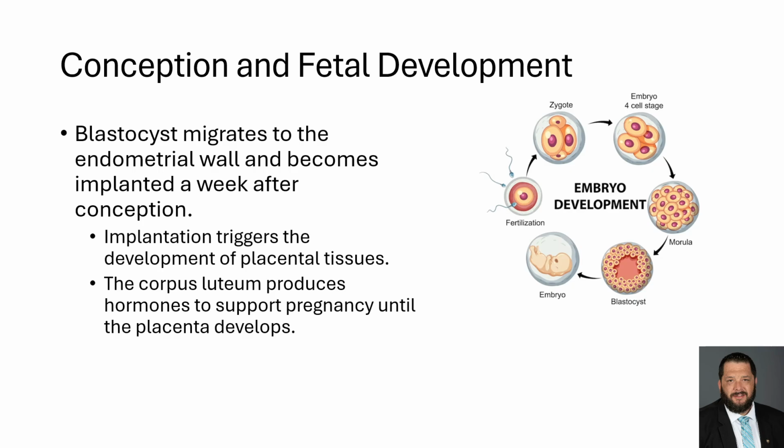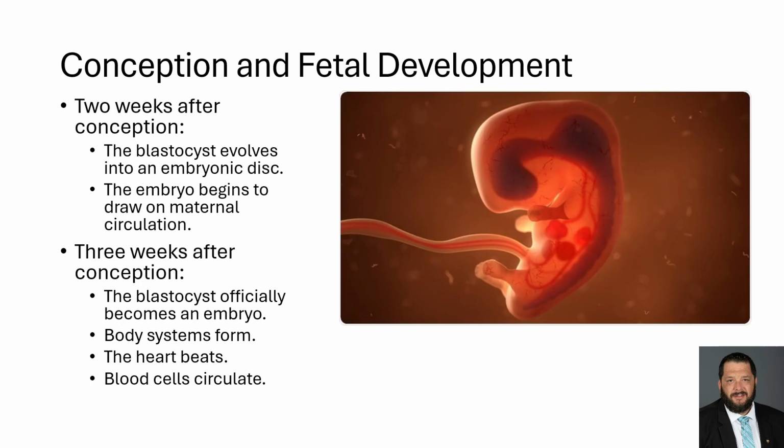So as the blastocyst migrates to the endometrial wall and becomes implanted about a week after conception, that implantation triggers the development of placental tissue, and the corpus luteum produces hormones to support pregnancy until the placenta fully develops. About 2 weeks after conception, the blastocyst evolves into an embryonic disc. The embryo begins to draw on maternal circulation at this point, and at about 3 weeks after conception, the blastocyst officially becomes an embryo. Body systems begin to form, the heart begins to beat, blood begins to circulate.